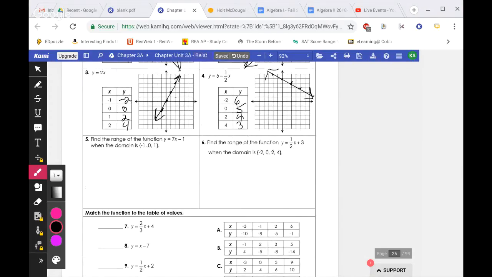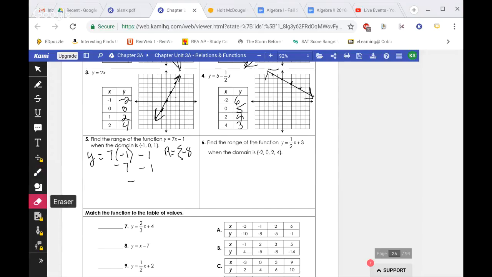Okay. Find the range of the function y equals 7x minus 1 when the domain is -1, 0, and 1. So once again, just like the tables, you're going to write in y equals, and then you're going to plug in 7 times -1 minus 1. That's -7 minus 1. That's -8. So my range is going to equal -8.